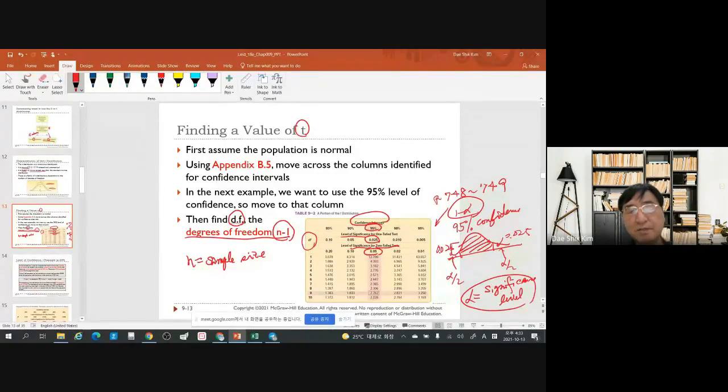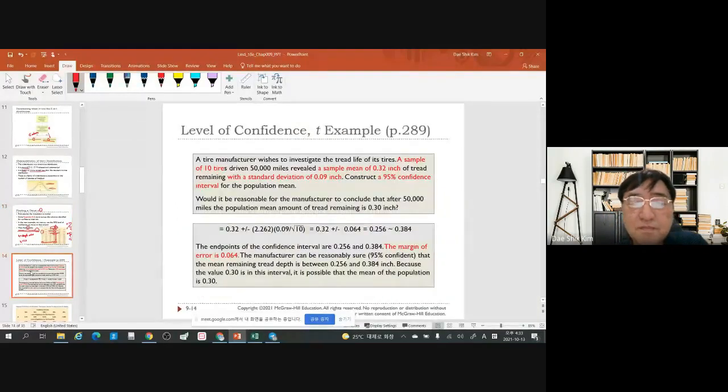0.025. Okay, we need to know the confidence level, 95% here, and n is 10, sample size 10, n minus 1, degrees of freedom is 9. Then we look at the table this way, and this is the t-value, 2.262. Look at the table. Example 289.